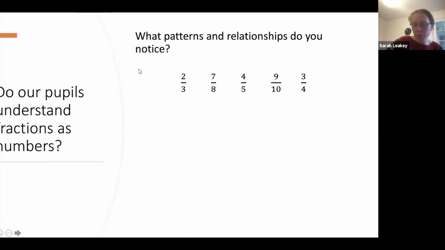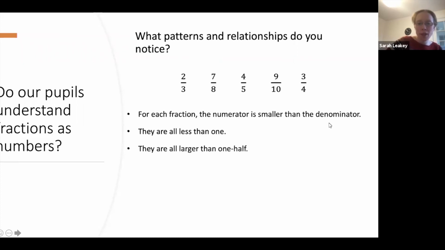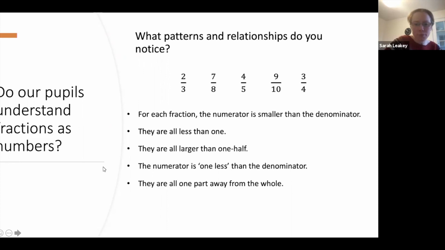So if we go back to this problem that I posed right at the beginning, we're now looking at it from all that richer experience and asking the pupils, what patterns and relationships do you notice? Types of things that they might come up with is that for each fraction, the numerator is smaller than the denominator. They might say they're all less than 1. They're all larger than 1/2, so they're starting to use benchmarks. The numerator is 1 less than the denominator. That's pupil language there. They're all 1 part away from the whole, or maybe a more formal definition of that, they're all 1 unit fraction away from the whole. So pupils are actually making sense of this now rather than just applying something that they've been told.